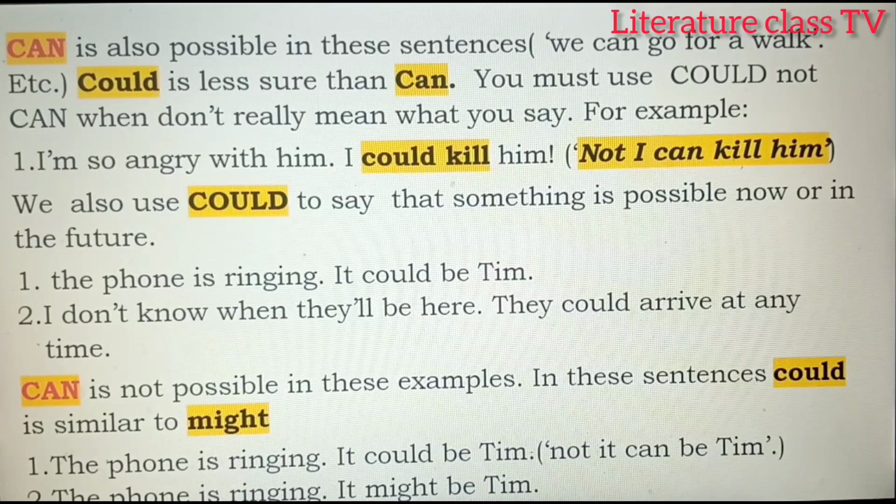I'm so angry with him. I could kill him. Not I can kill him. Are we together, my friend?